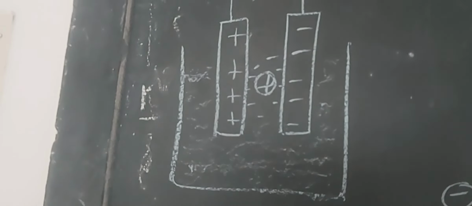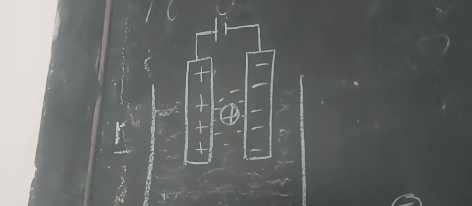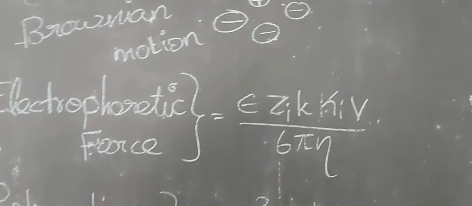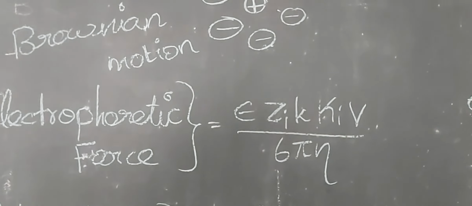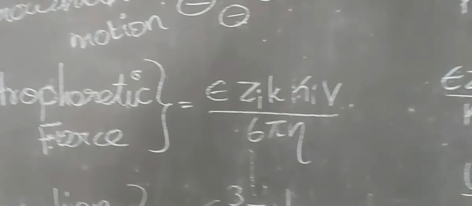When we have two electrolytes in a solution, we have an ionic atmosphere with a symmetric portion. If we have an unsymmetric portion, we get relaxation force. And if we add a solvent, it creates a viscous resistance. This effect is known as the electrophoretic effect, given by epsilon Zi k kappa i v divided by 6 pi eta.